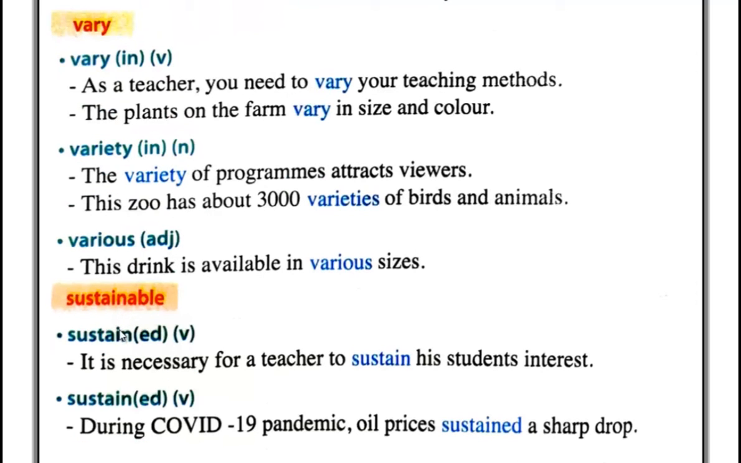Sustainable. What does sustain or sustainable mean? Sustainable means able to continue for a long time without causing damage to the environment. This is the meaning of sustainable. It is necessary for a teacher to sustain his students' interest, to attract his students' interest, to keep them listening to him or concentrating with him.